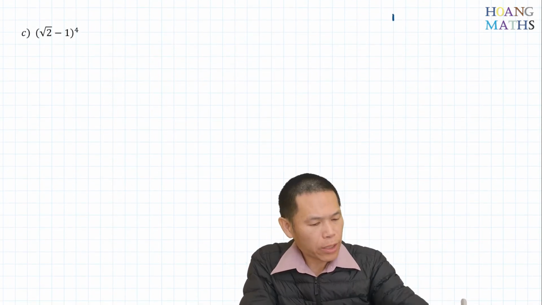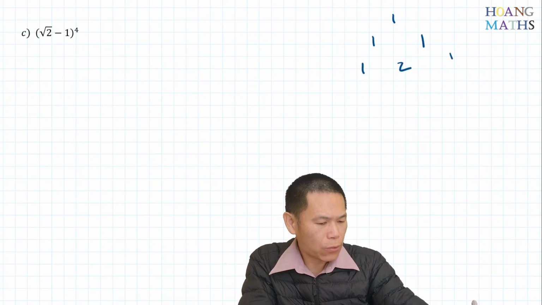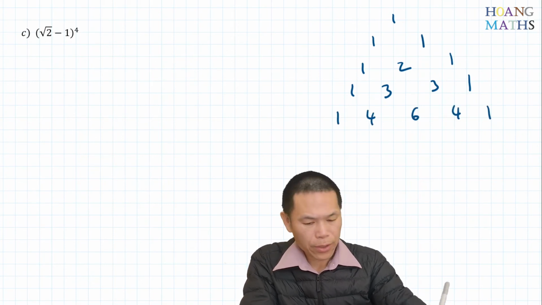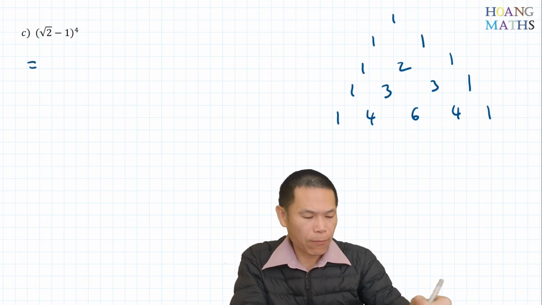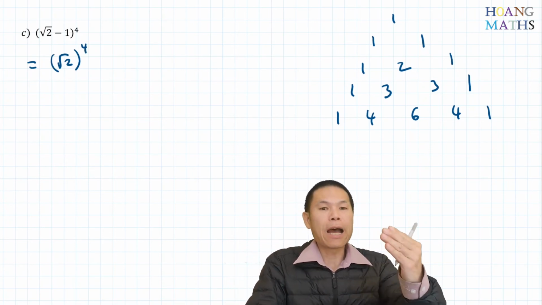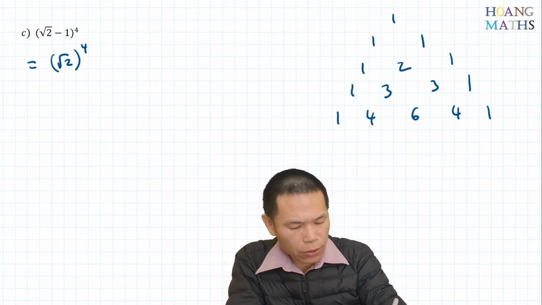Let me just quickly write down the Pascal triangle first. So 1, 2, 1, 1, 3, 3, 1, and because the power is 4, we need one more row: 1, 4, 6, 4, 1. Now just quickly write this down, which is square root of 2 to the power 4 times negative x to the power 0. So it's 1 anyway, so I can just ignore that one.